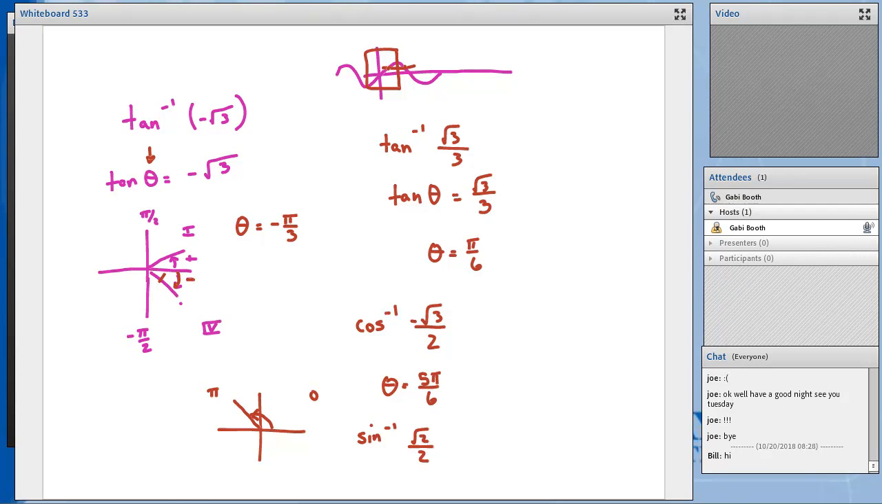Since our relationship is positive, we are in quadrant 1, and for square root of 2 over 2, our reference angle here would be pi over 4, 45 degrees, and that is between negative 90 and positive 90 degrees, and we are in quadrant 1, so this should be pi over 4.